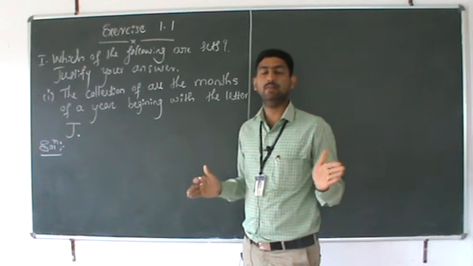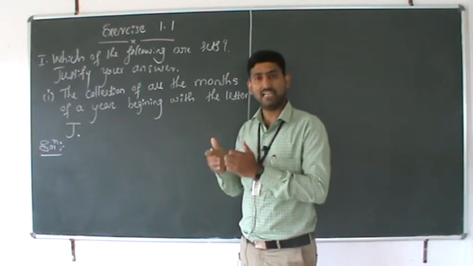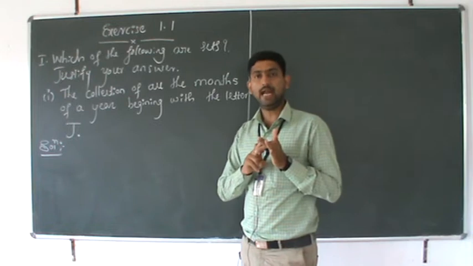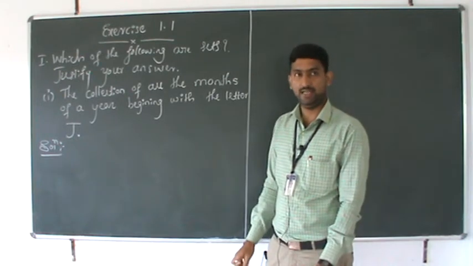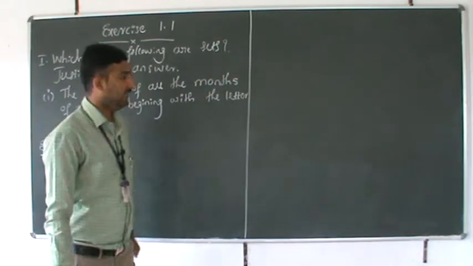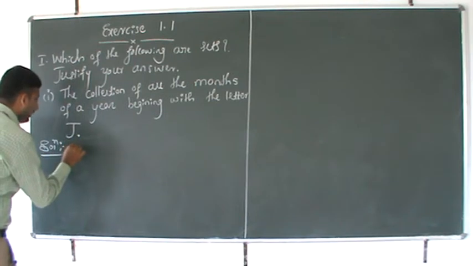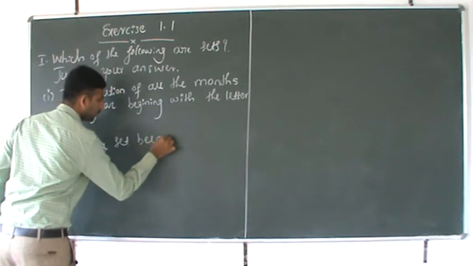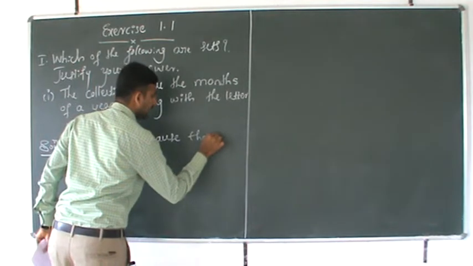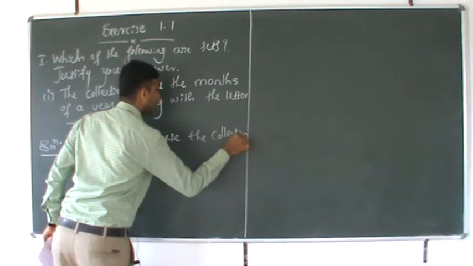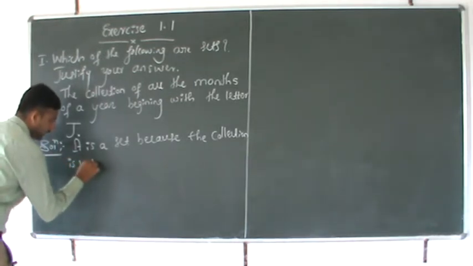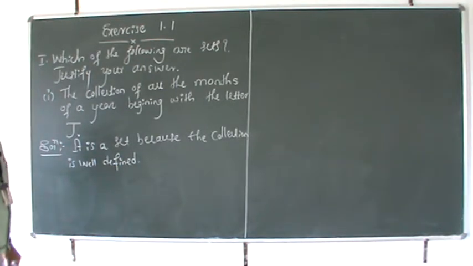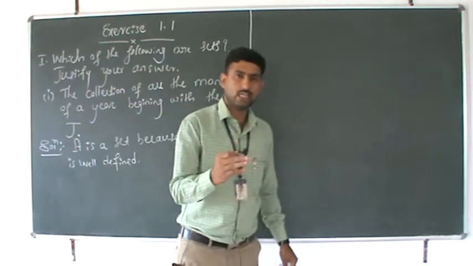Therefore, from the set theory definition we can easily write this is a set, and those collections January, June and July, the collection should be well defined. Therefore it is a well-defined object. Therefore it is a set. It is a set because the collection is well defined. What is the collection? Collection is nothing but January, June, July.